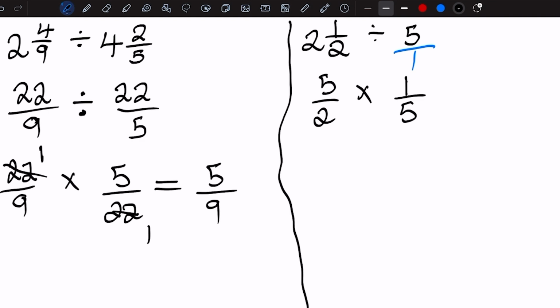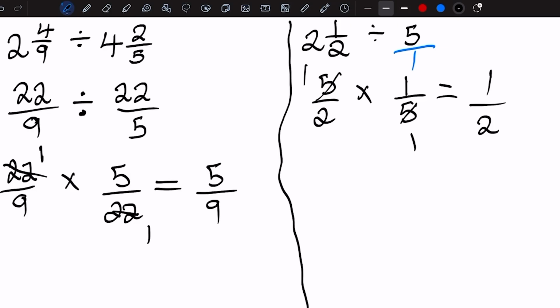So we have this. Let's do our simplification now. 5 into itself goes one time. 5 into 5 goes one time. So with that being said, now we have 1 times 1, that's a 1. And then 2 times 1, that's just going to give us 2. So our answer would be a half. So 2 and 1 over 2 divided by 5 is just a half.